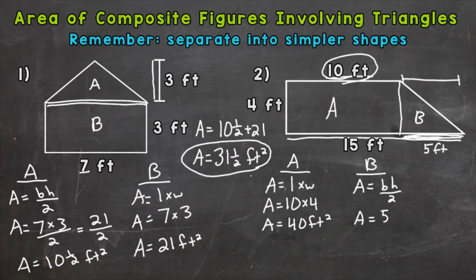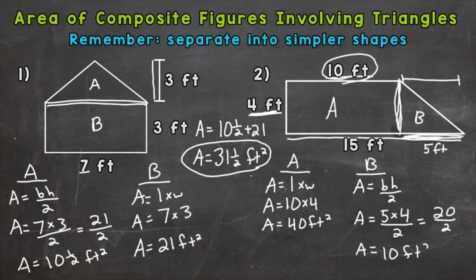So 5 times the height, which isn't labeled, but we can look over here at our 4. So the height is 4. And we divide by 2 since it's a triangle. And that's going to give us 20 divided by 2. So 20 divided by 2 is going to give us a total area of 10 square feet.